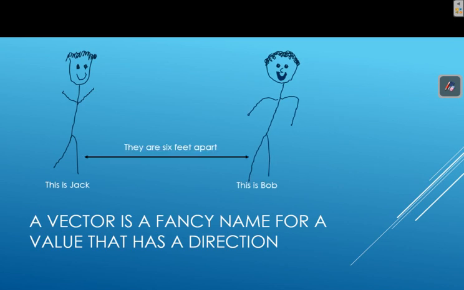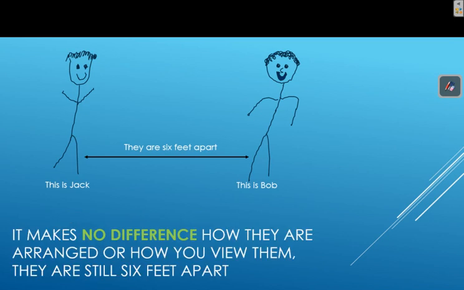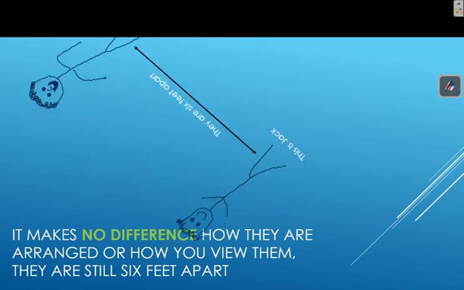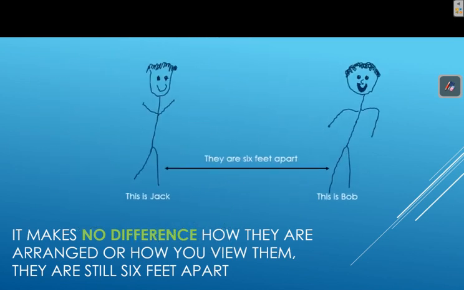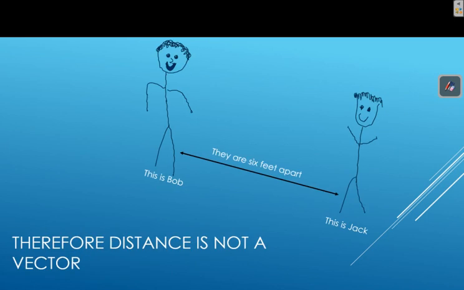They are 6 feet apart, and the distance that separates them is not a vector. In fact, it makes no difference how they are arranged or how you view them, they are still 6 feet apart. Okay? So, no matter where they go, whether you're looking from one side or the other, or they are turned around, as long as they're 6 feet apart, the distance that separates them is 6 feet. So therefore, distance is not a vector.